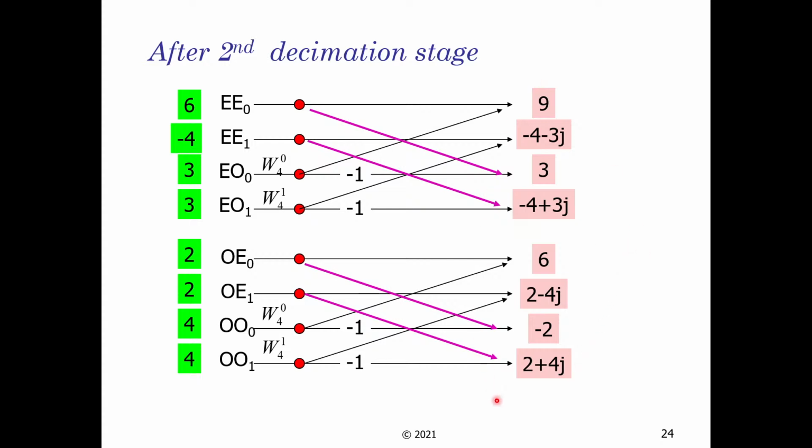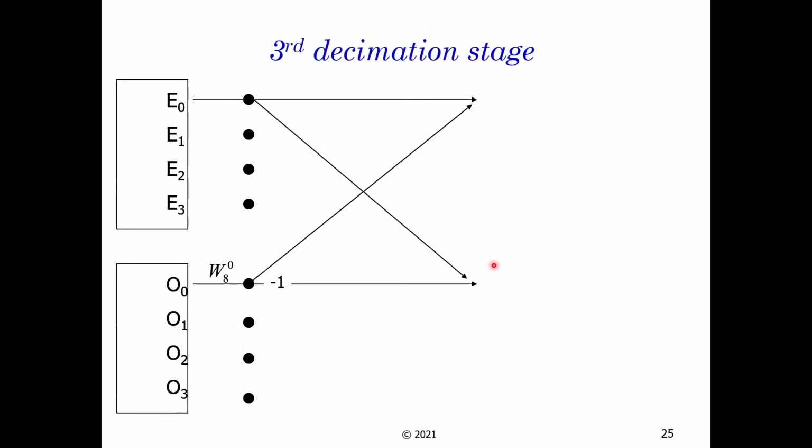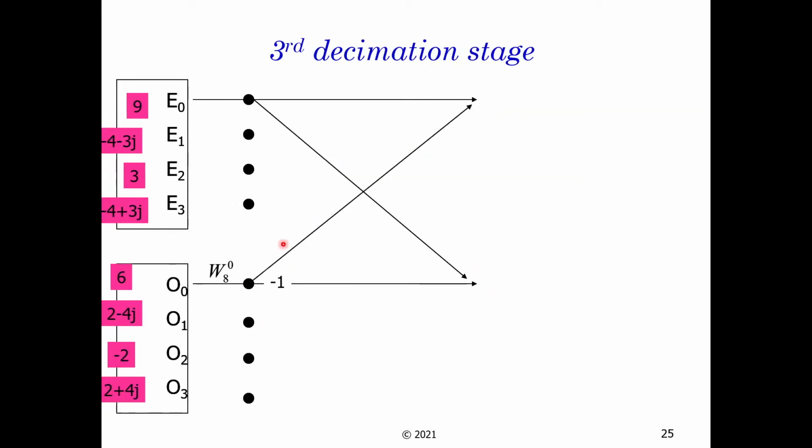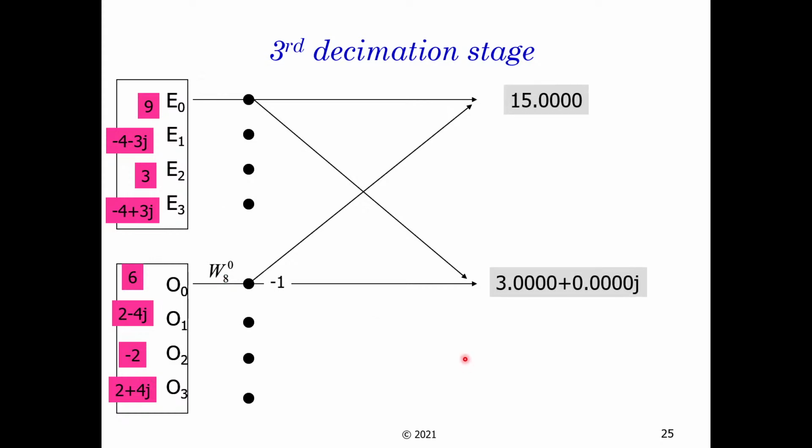We then take the output of the second decimation stage and we use it to formulate the output of our third decimation stage by treating it as the inputs here. So when we do the first part, being the first pair of values, this here is going to be 9 and this here is going to be 6. W0 of 8 here is just going to be a 1, so it's going to be 9 plus 6 giving us a value of 15. And because we did the addition here, the next half is going to be a subtraction, so that's going to be 9 minus 6 giving us a value of 3.